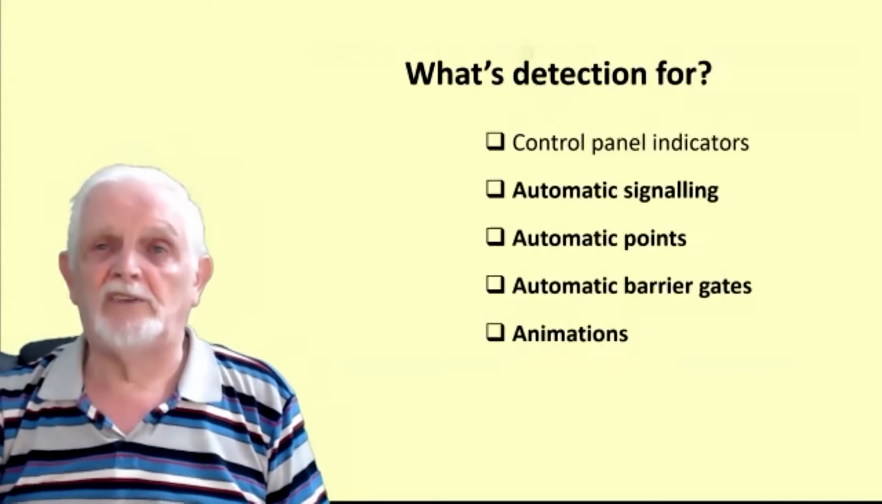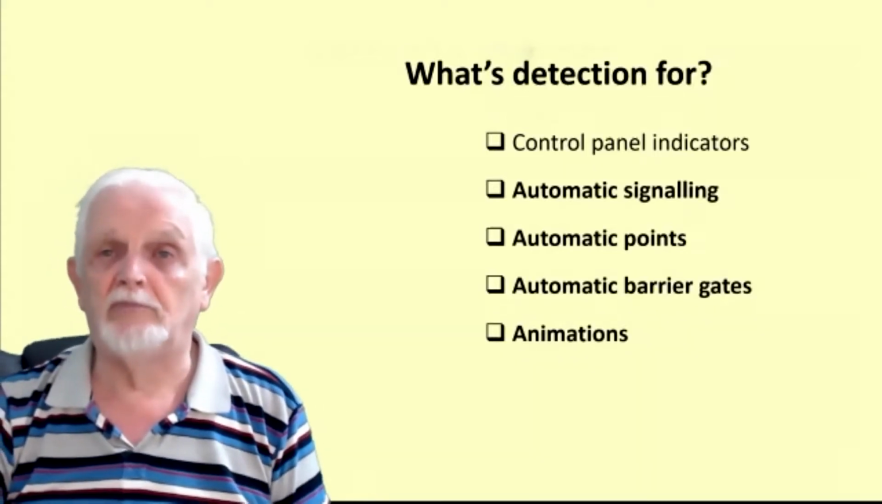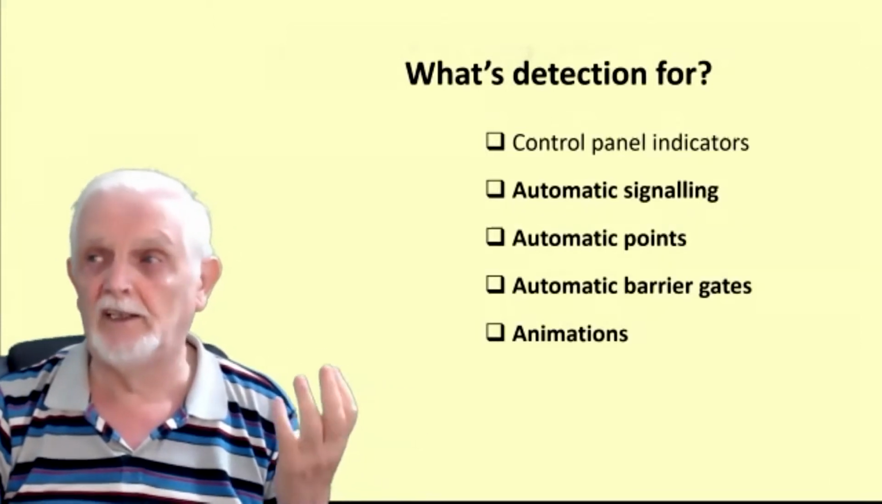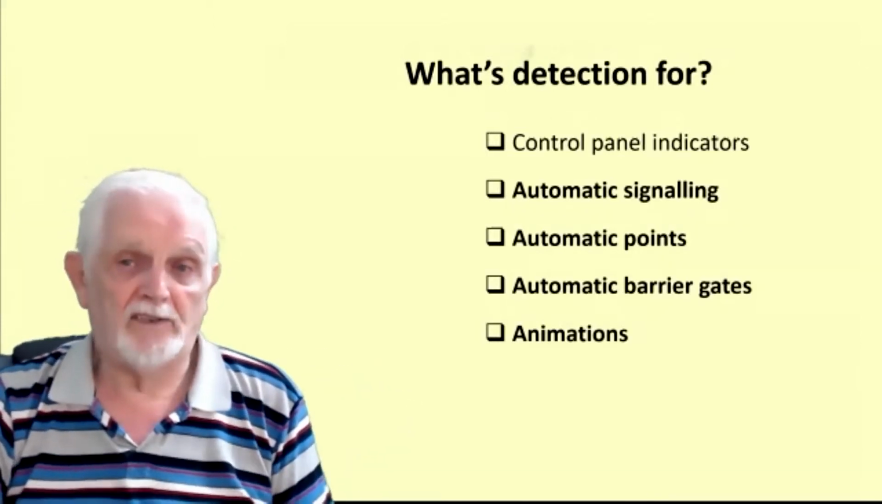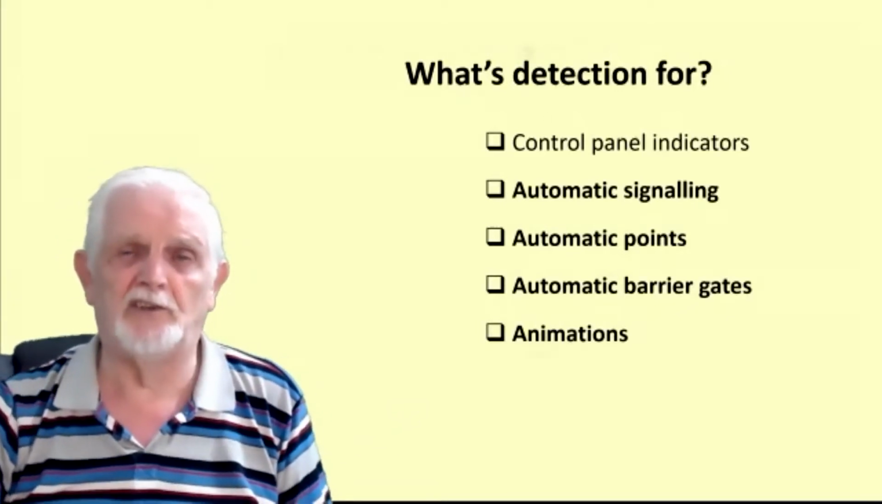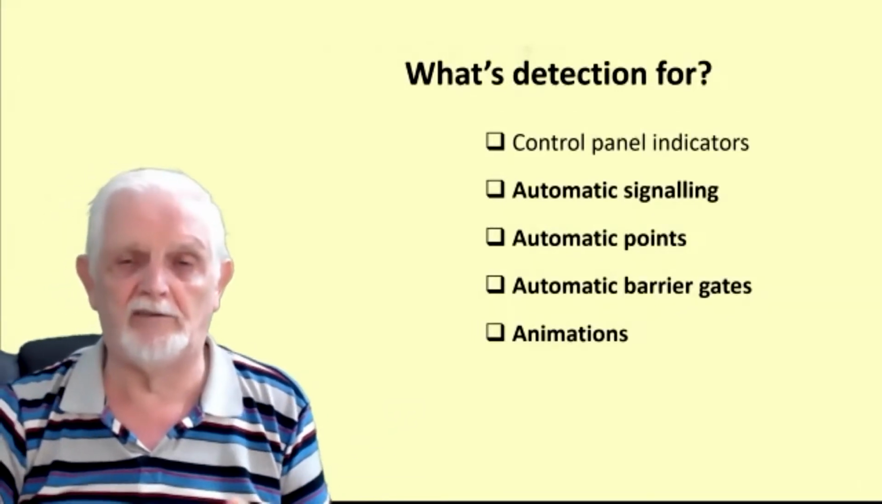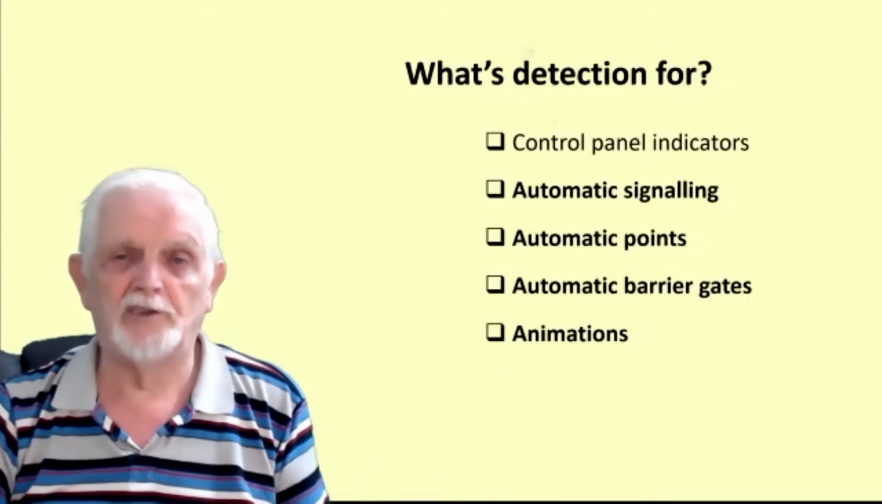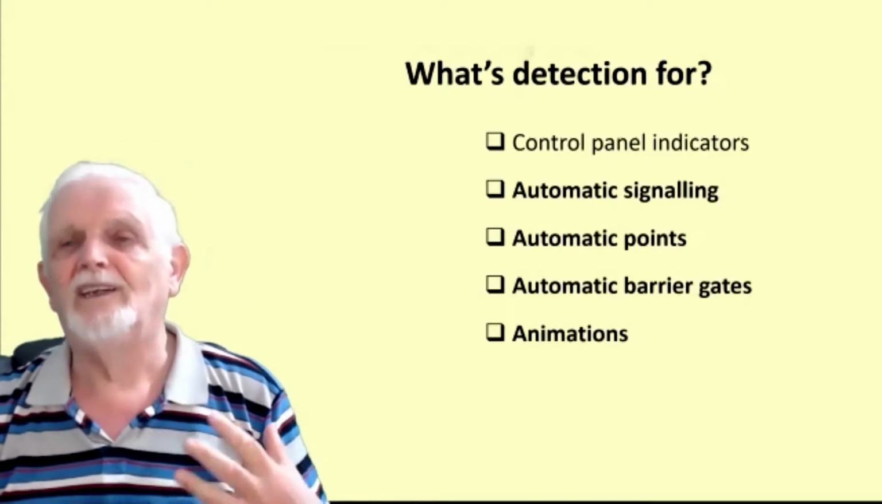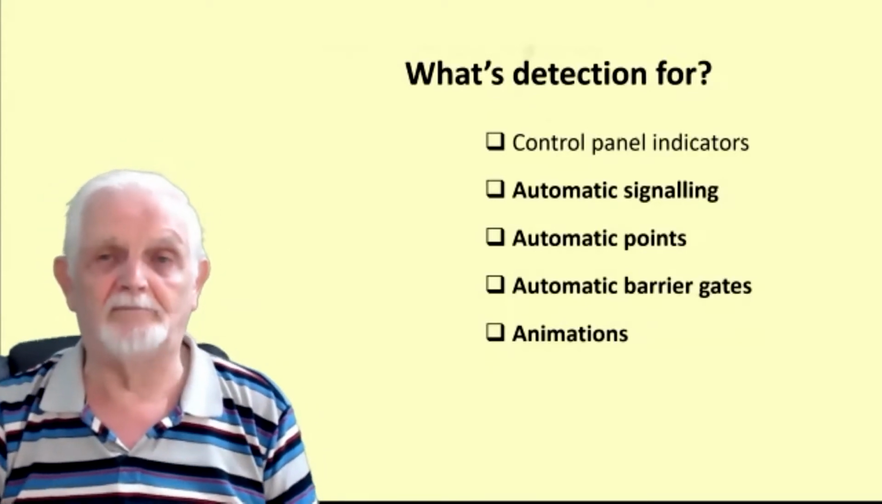Right, so detection can be used for control panel indicators, just like I showed you, for automatic signaling, for automatic points, automatic barrier gates, to initiate animations and so on. There's a whole range of activities, small and large, depending on how much time and how much effort and how much money and how much knowledge you've got to implement them.